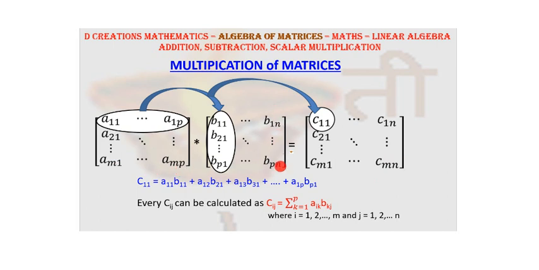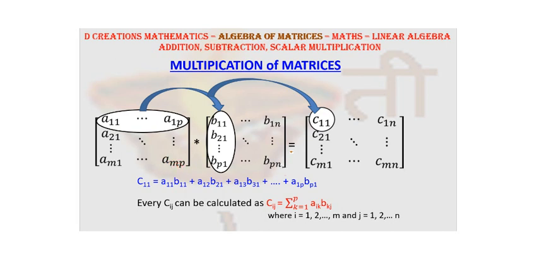And understand that if the order of the first matrix is, for example, here it is m into p, that means m rows, p columns, and the second is p into n, then the order of the resultant matrix will be m into n. Can you see it here?